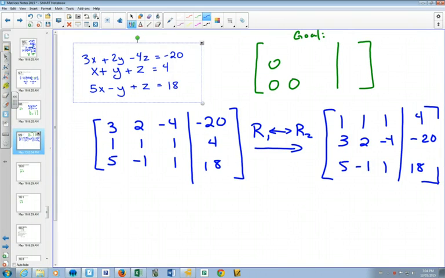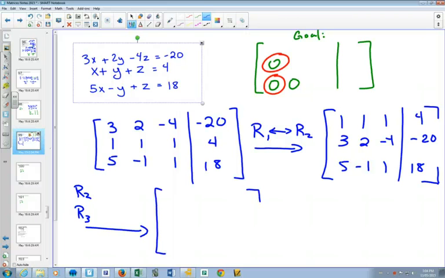Now, my first thing I'm going to do is get these two zeros. To do that, and I'm going to do them both in the same equation, I'm going to change my row 2 and I'm going to change my row 3. I'm going to keep my row 1 the same, so I may as well just rewrite it: 1, 1, 1, 4.